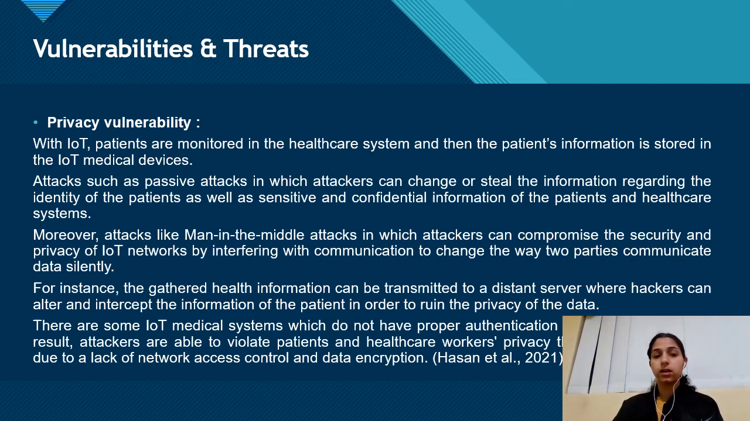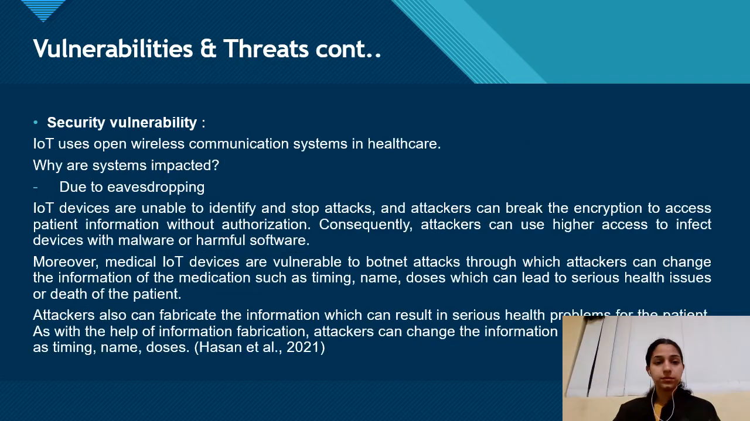Moreover, attacks like man-in-the-middle attacks, in which attackers can compromise the security and privacy of Internet of Things networks by interfering with communication to change the way the parties communicate data silently. For example, the gathered health information can be transmitted to a distant server where hackers can alter and intercept the information of the patient in order to retain the privacy of the data.